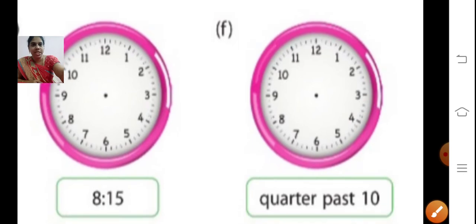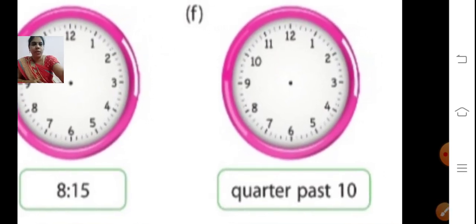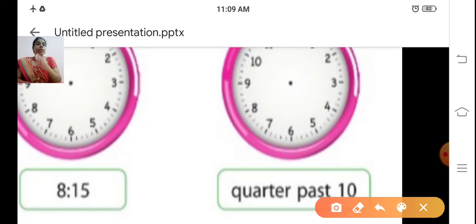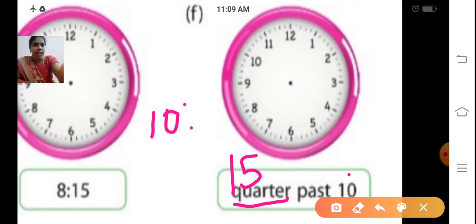Just see what is quarter past 10. Quarter past 10. Quarter means 15 minutes. 15 minutes past. 15 minutes over from which time? 10 o'clock. So what is the time now? Quarter past 10. So the time is 15 minutes over from 10 o'clock. Correct. So the time is 10:15.